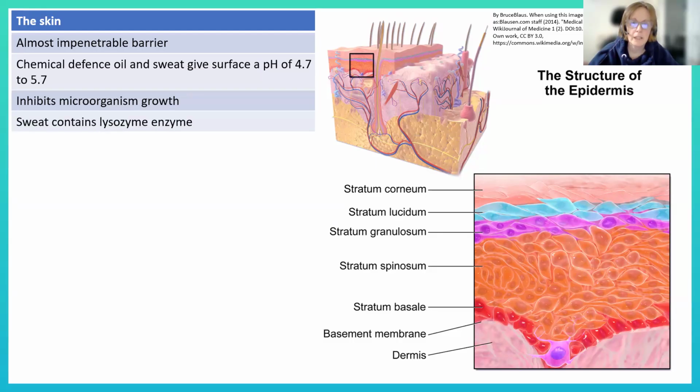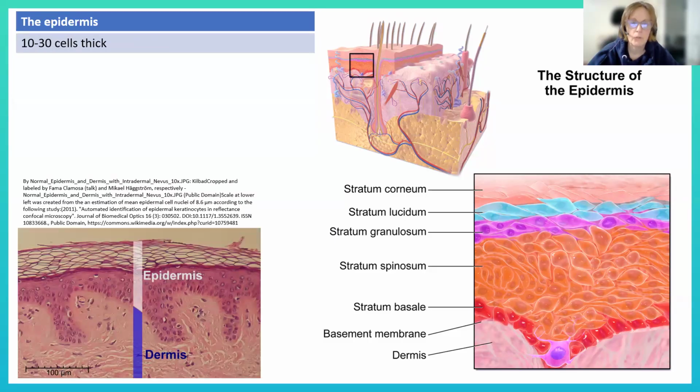The sweat that we release through our sweat pores contains a lysozyme enzyme, which is an enzyme which breaks down bacterial cell walls. So that's also really helpful. That's just in our sweat. Also, our tears contain lysozyme as well. But we're talking about the skin, so let's talk about the skin.